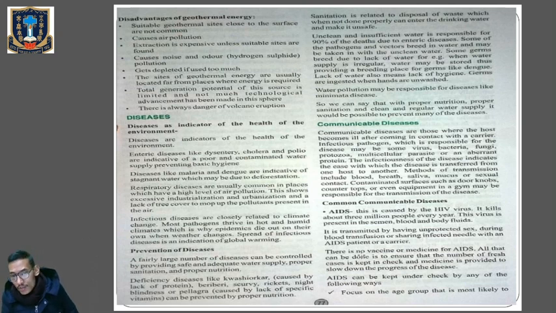So infectious pathogens which are responsible for the diseases may be viruses, bacteria, fungi, protozoa, or any other parasites. These pathogens simply transfer from the affected individuals to the healthy individuals, and that's why they are called communicable diseases.